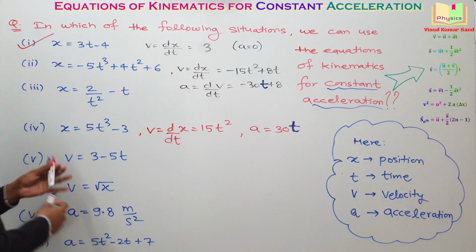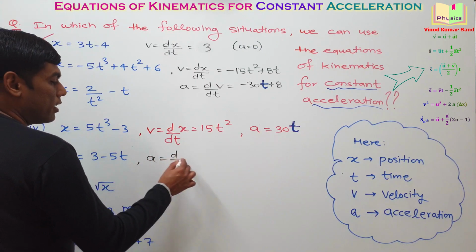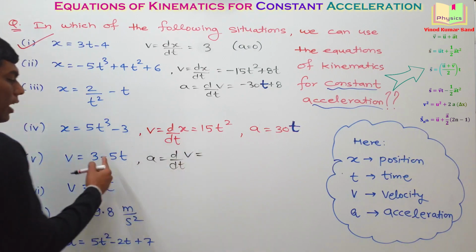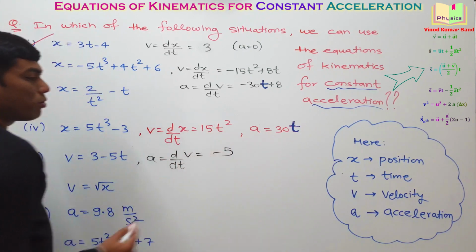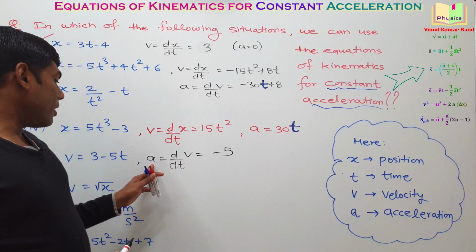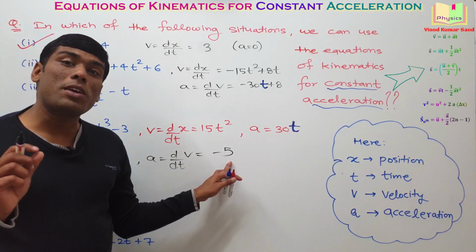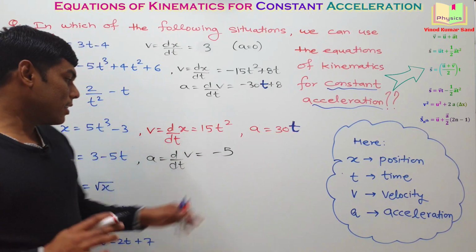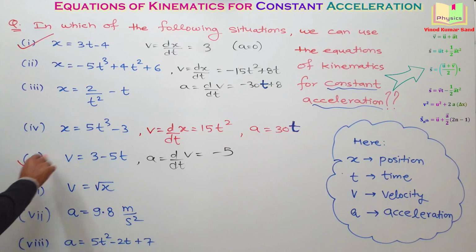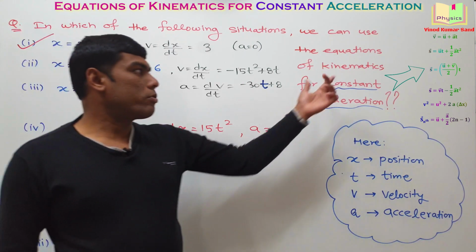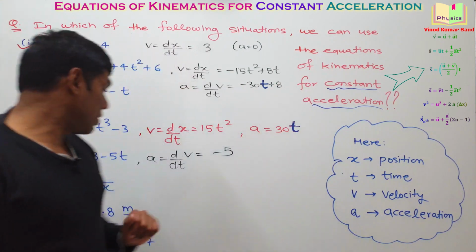Next, if you differentiate this velocity, d by dt of v, the answer will be minus 5, and acceleration here comes out to be constant. Since acceleration is constant, you can easily use the equations of kinematics for constant acceleration.